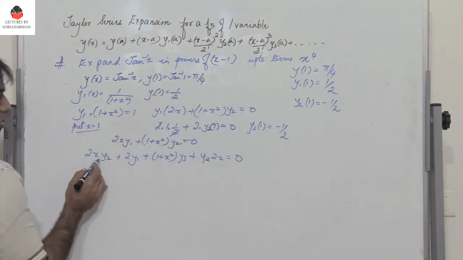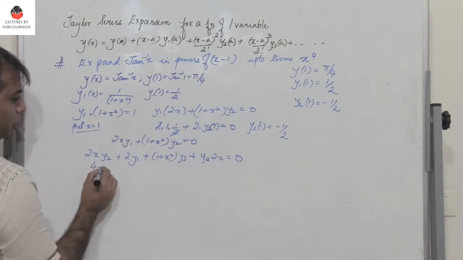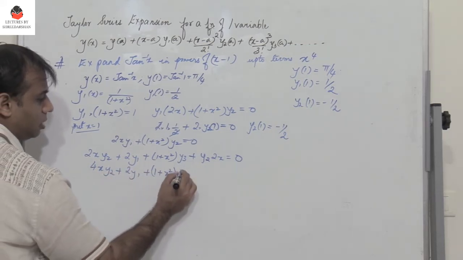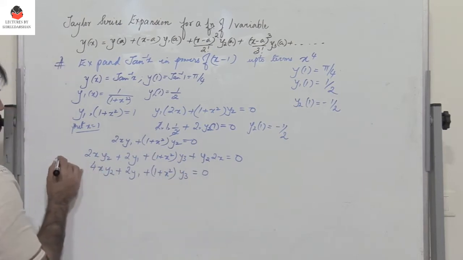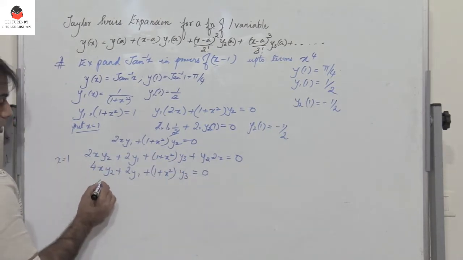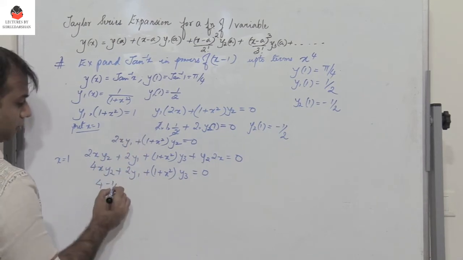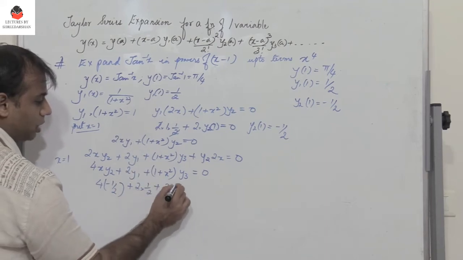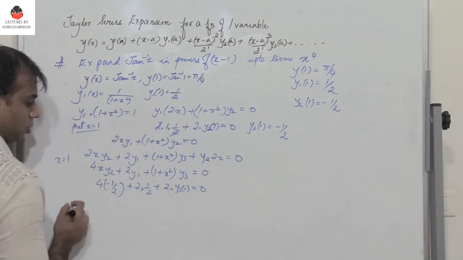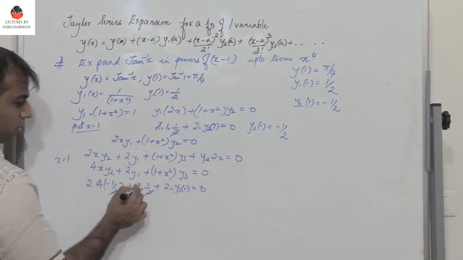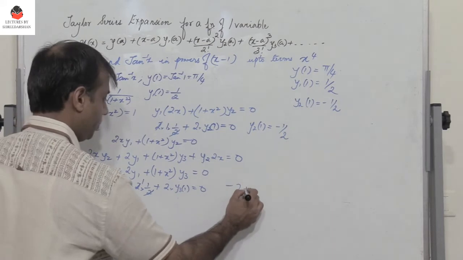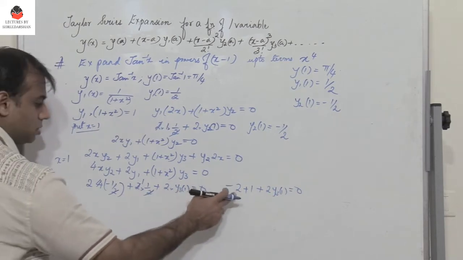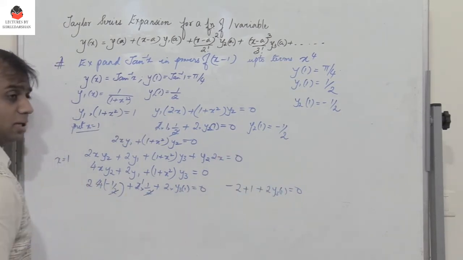So you have 2x y2, 2x y2. So it becomes 4x y2 plus 2y1 plus 1 plus x square y3 equals 0. So again put x equal to 1. So we get 4 into y2 of 1 is minus half plus 2 into y1 of 1 is 1 by 2 plus 2 into y3 of 1 equals 0. So this is minus 2, this is 1, right? So minus 2 plus 1 plus 2 y3 of 1 equals 0. So this is minus 1, goes to the other side, it becomes plus 1.